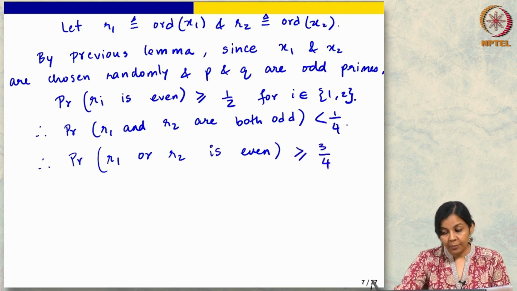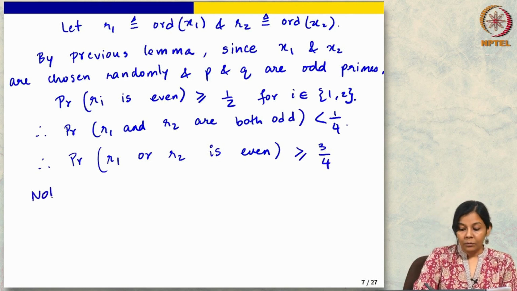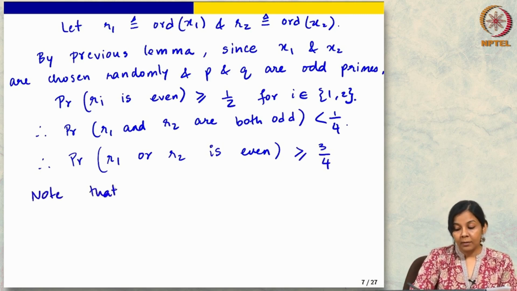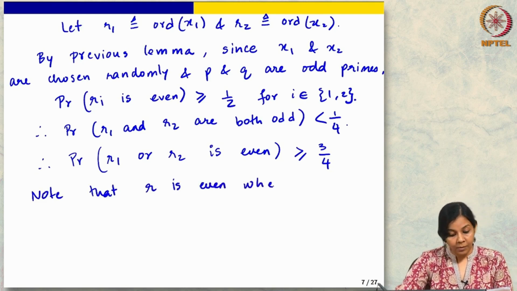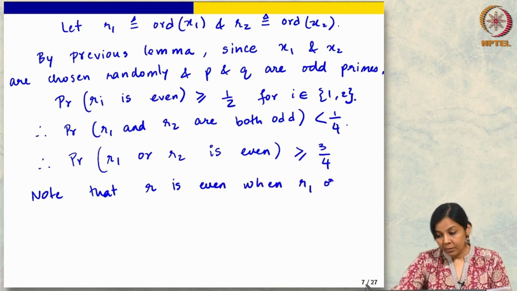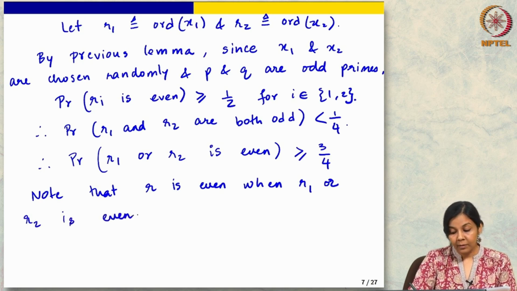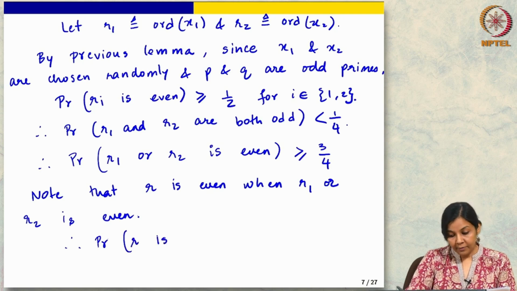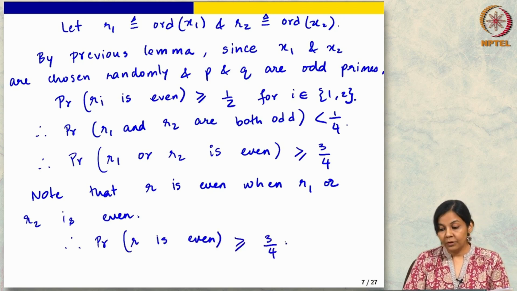This happens with probability at least 3/4, and note that R is even when R1 or R2 is even. Okay. So the probability that R is even is greater than or equal to 3/4.